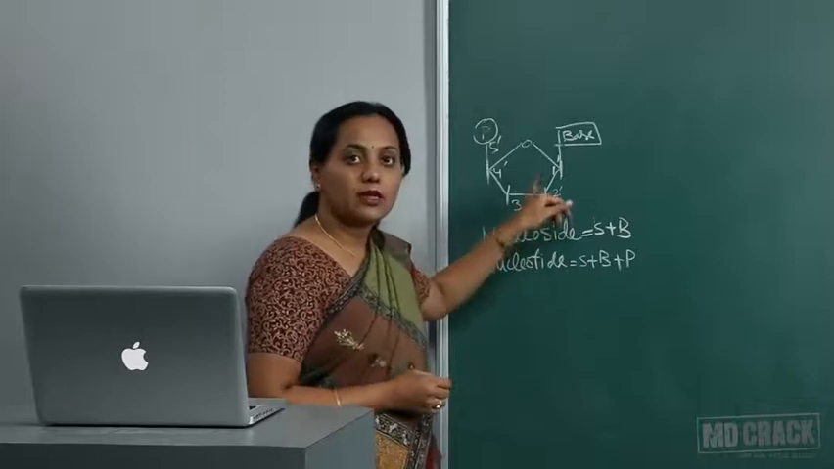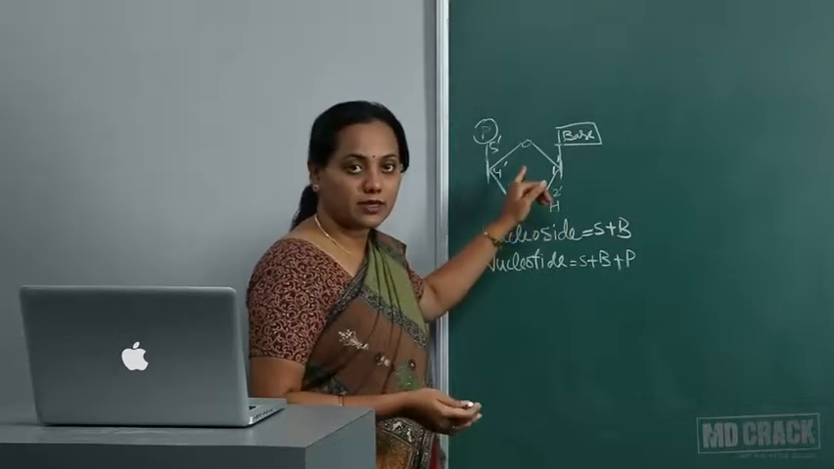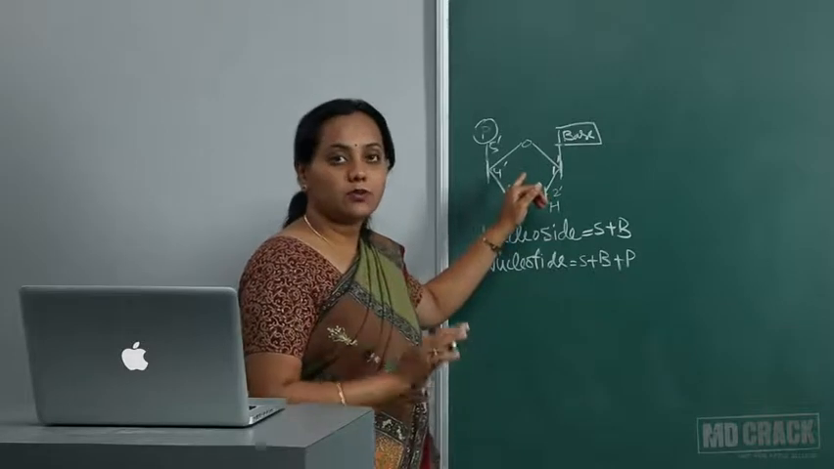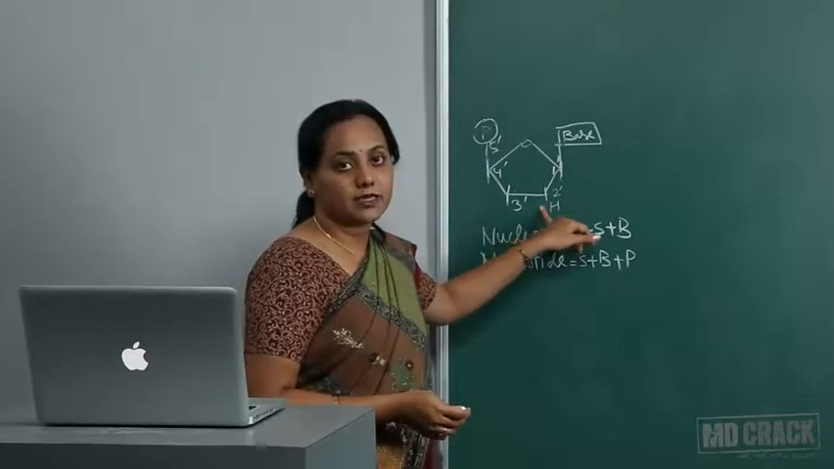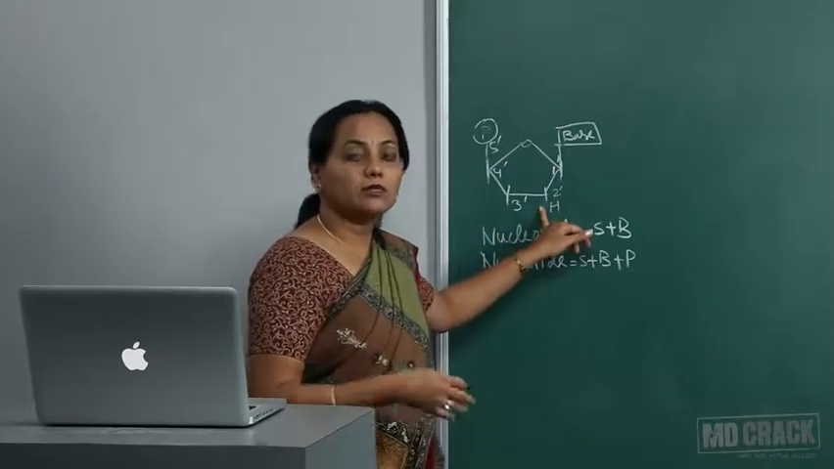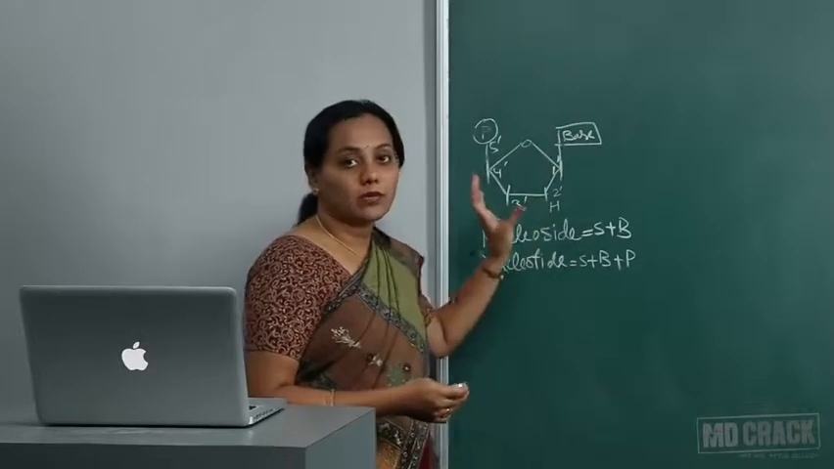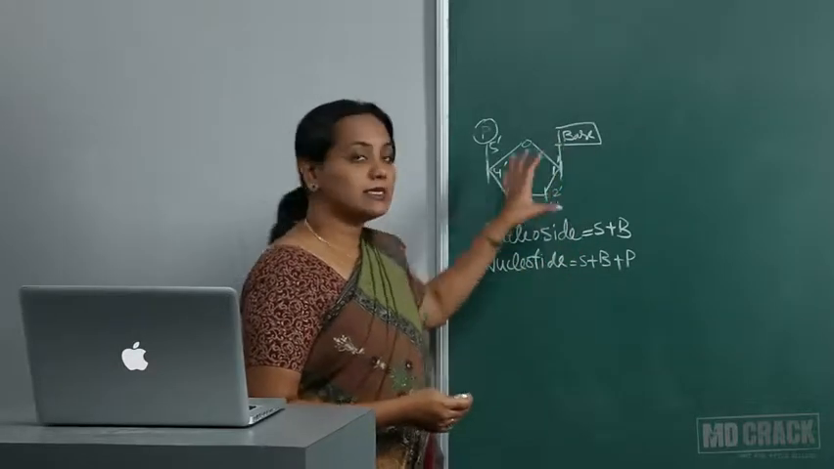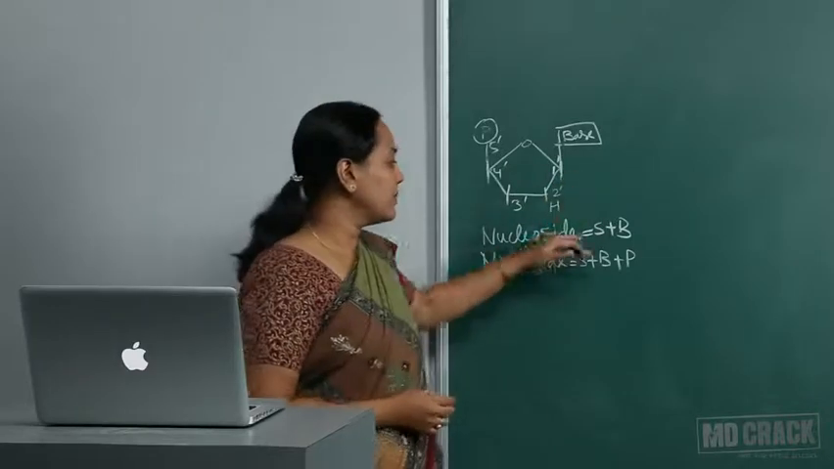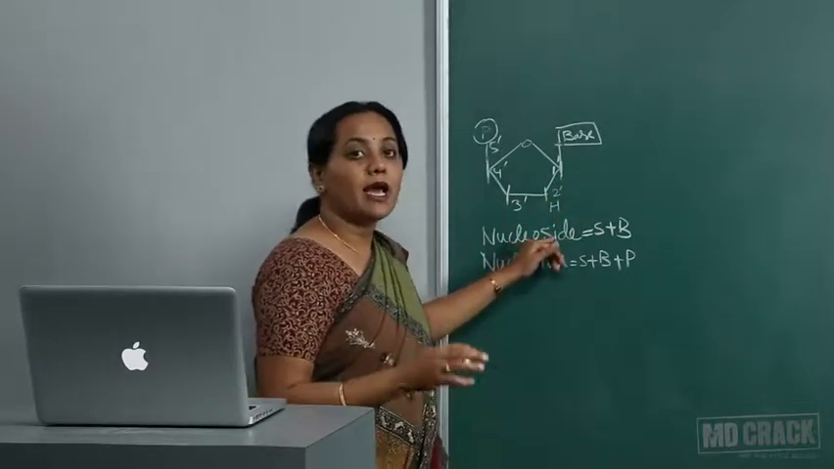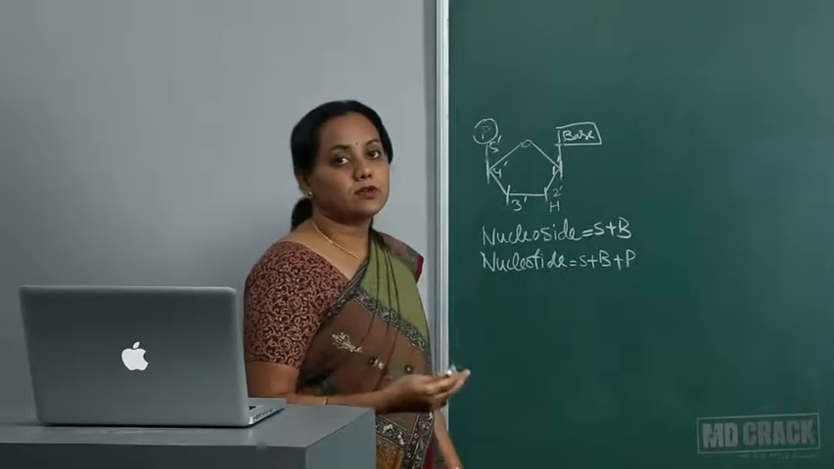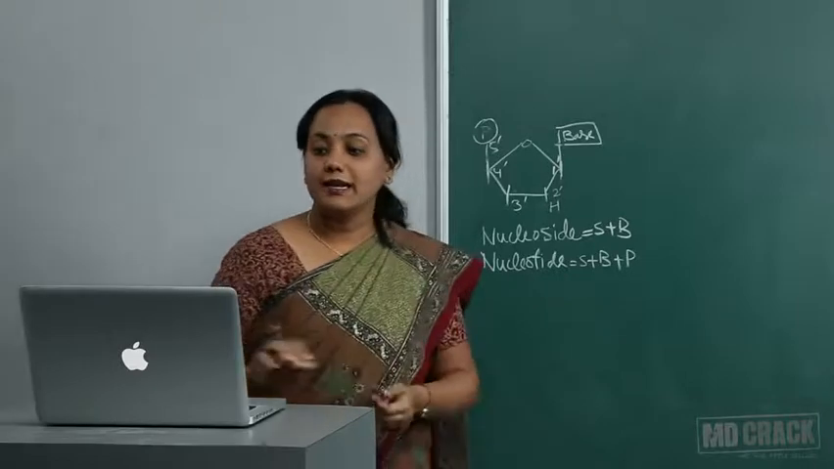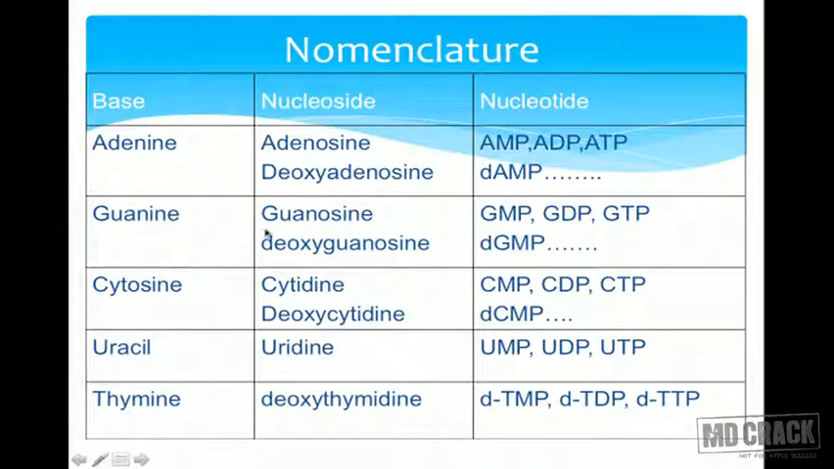Adenine plus sugar, that could be ribose sugar or deoxyribose sugar. Now adenine with a ribose sugar, we call it adenosine. Suppose it was a deoxyribose that is present, we call it deoxyadenosine. So that is how the nucleoside nomenclature goes. Similarly, guanine will form the nucleoside guanosine, and if it is deoxy, it will be deoxyguanosine. All these are nucleosides: adenosine, deoxyadenosine, guanosine and deoxyguanosine.